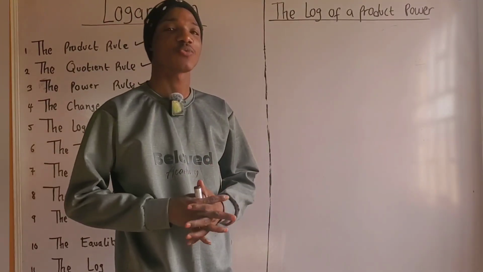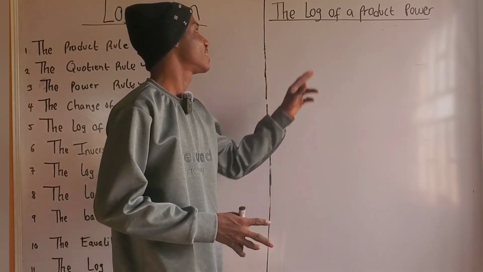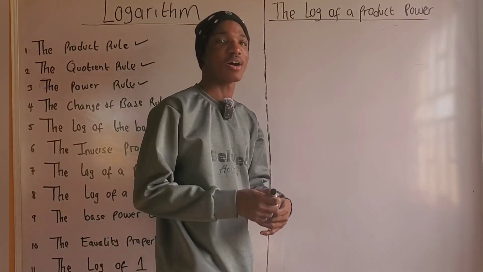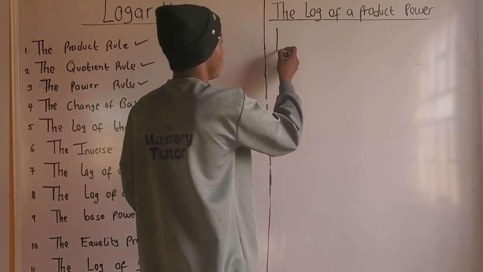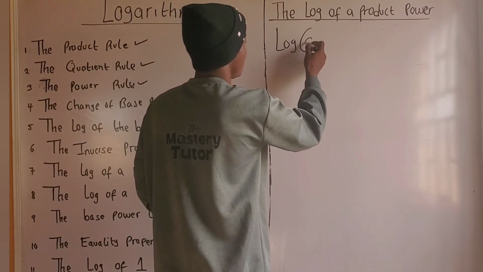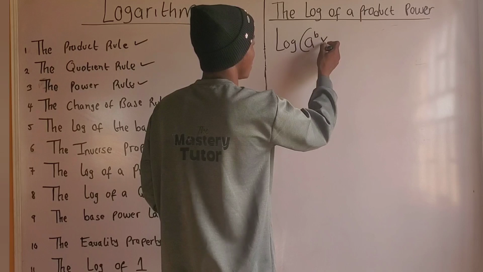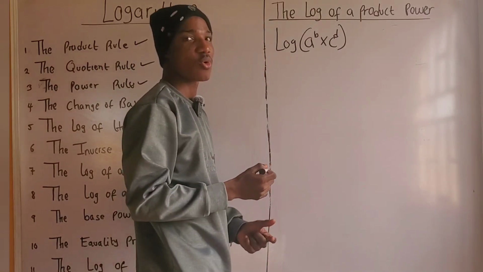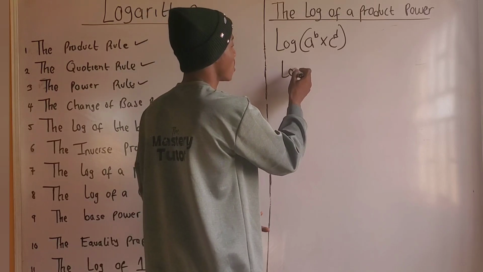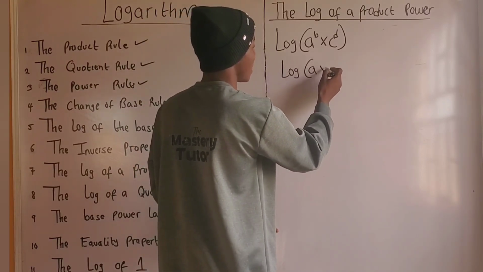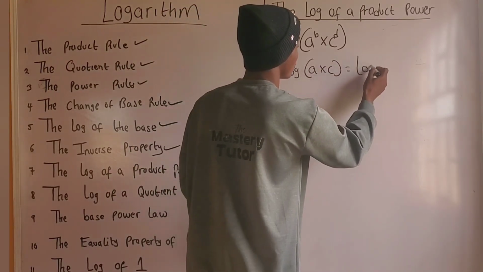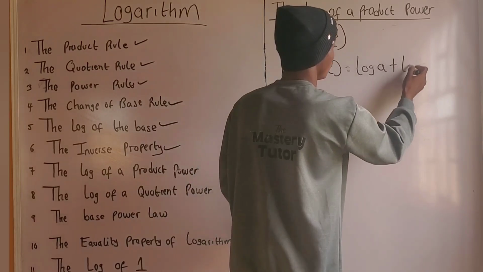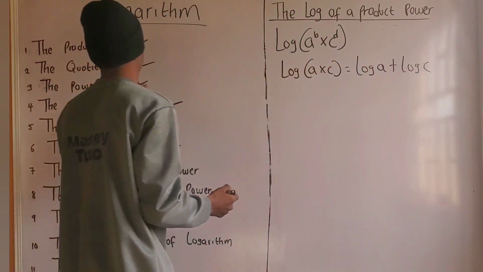Another important law of logarithm that we are going to look at is the log of a product power. Let's say you have log a raised to the power of b times c raised to the power of d. According to this law, do you know that if you have log a times c, this will be equal to log a plus log c, according to the product rule of logarithm?